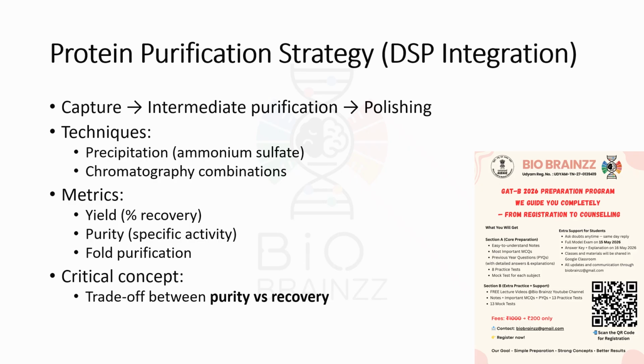Key performance metrics include yield, purity, specific activity, and fold purification. A critical concept in protein purification is the trade-off between purity and recovery, as achieving high purity often results in low overall yield.